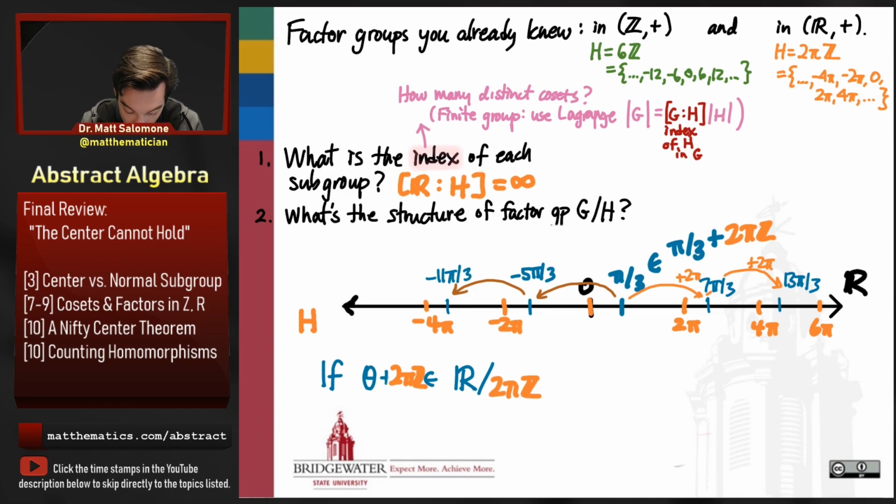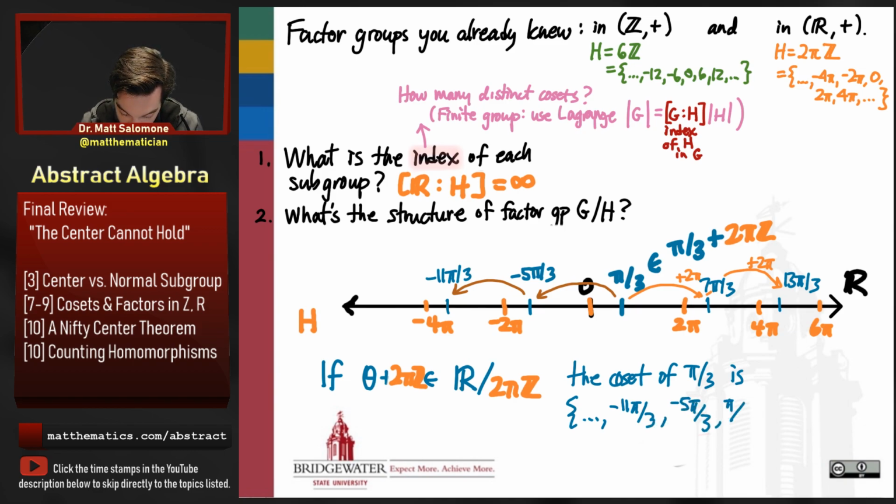So the coset of pi over 3 contains all of those angles: minus 11 pi over 3, minus 5 pi over 3, pi over 3, 7 pi over 3, 13 pi over 3, and so on and so on. So, my question to you is, what do all of those angles have in common? All of those angles occupy the same position on the unit circle.